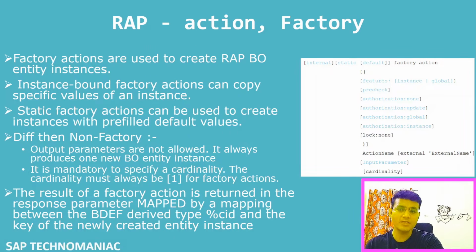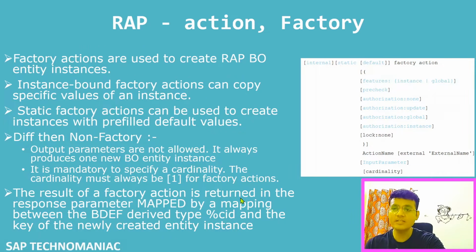Whatever you can see in black is mandatory, and we have to specify the cardinality as 1, because it will always return one instance, one BO object, in the case of factory actions. So these are some of the things you have to remember.